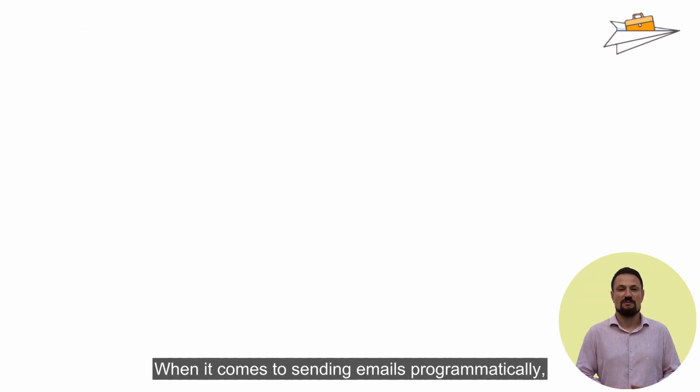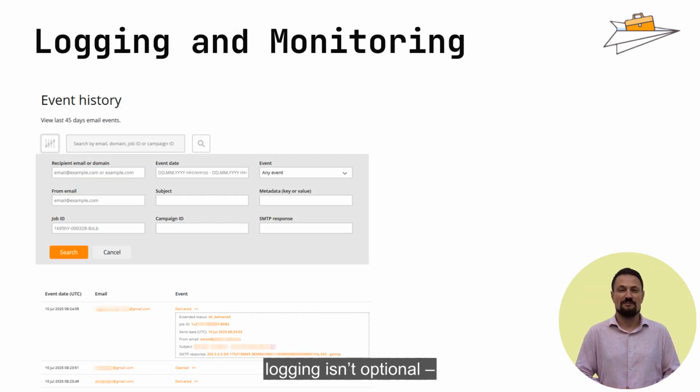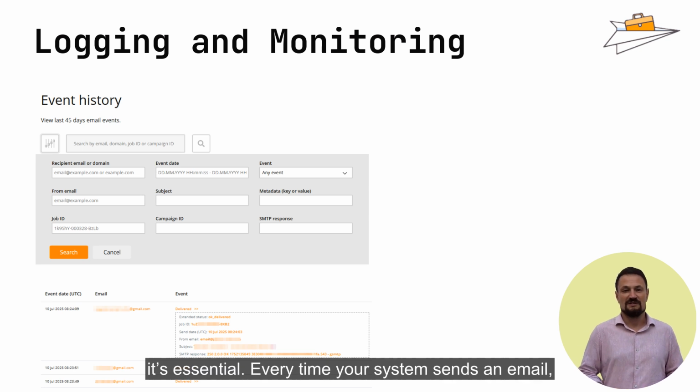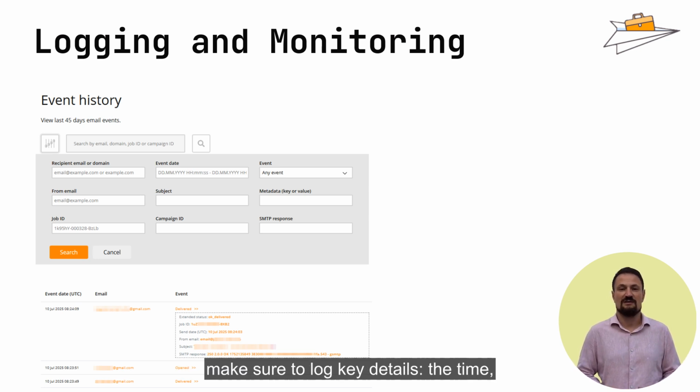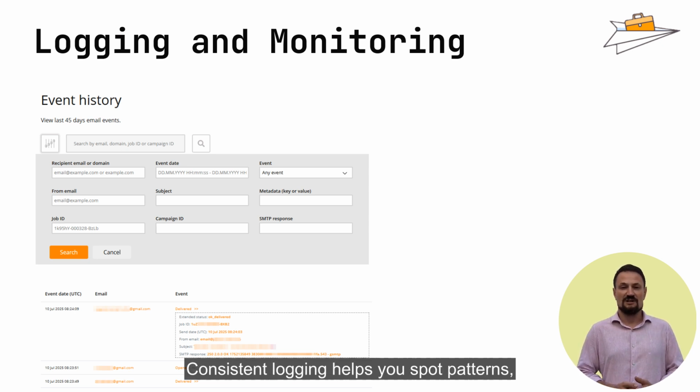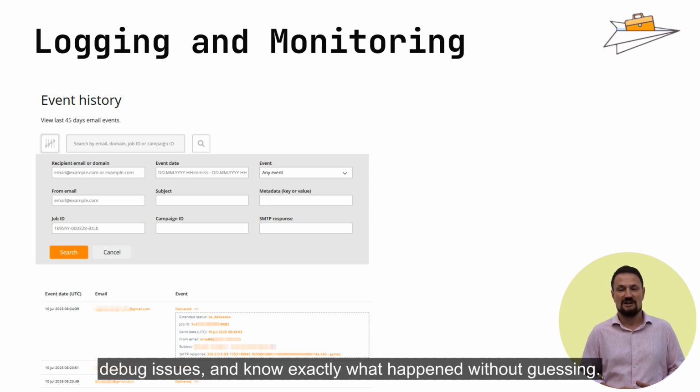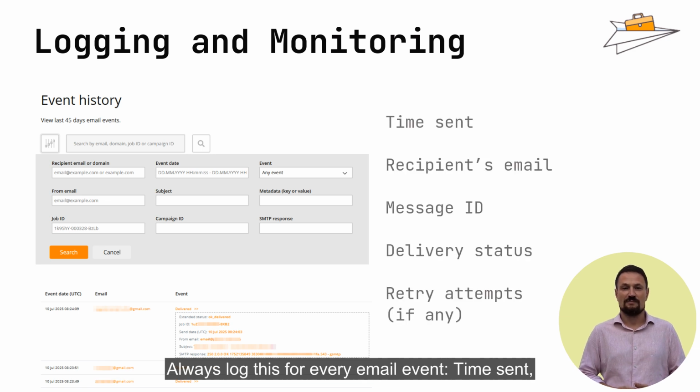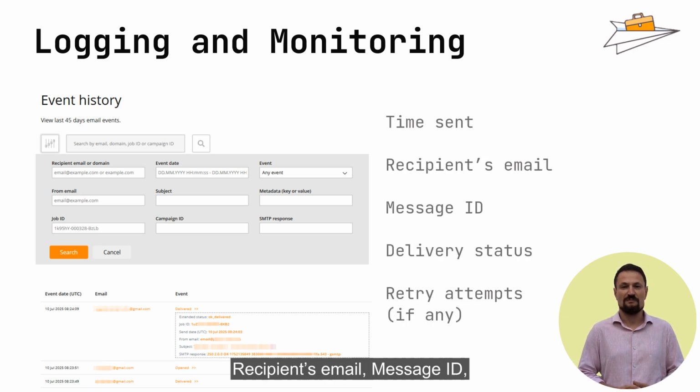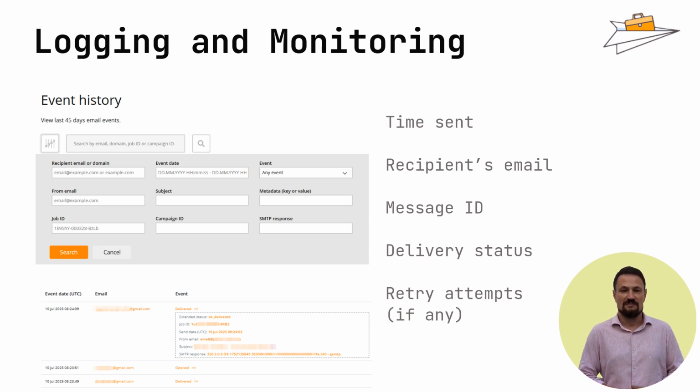When it comes to sending emails programmatically, logging isn't optional. It's essential. Every time your system sends an email, make sure to log key details: the time, recipient, message ID, and delivery status. If it fails, record the error and any retries. Consistent logging helps you spot patterns, debug issues, and know exactly what happened without guessing. Always log this for every email event. Time sent, recipient's email, message ID, delivery status, retry attempts. This helps trace what happened, detect issues, and respond to support tickets.